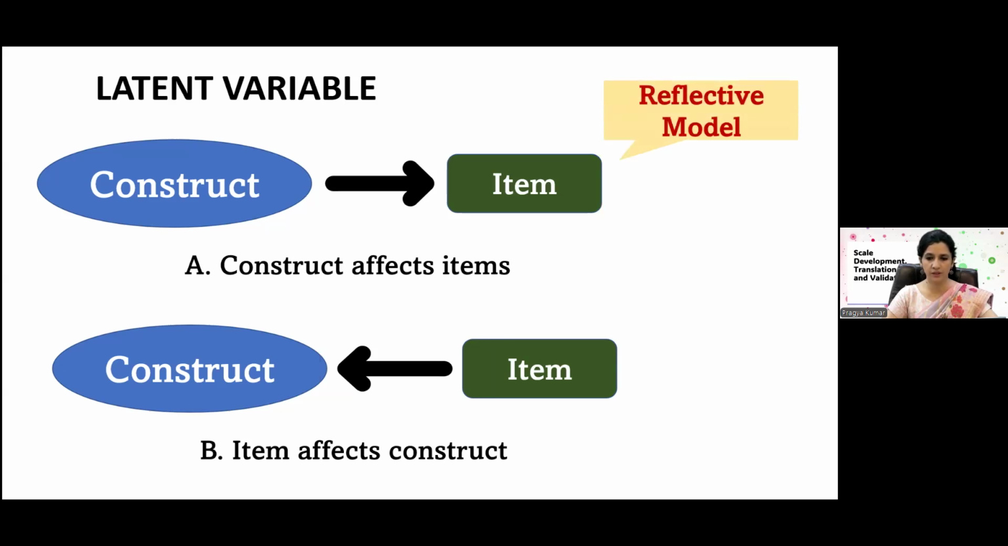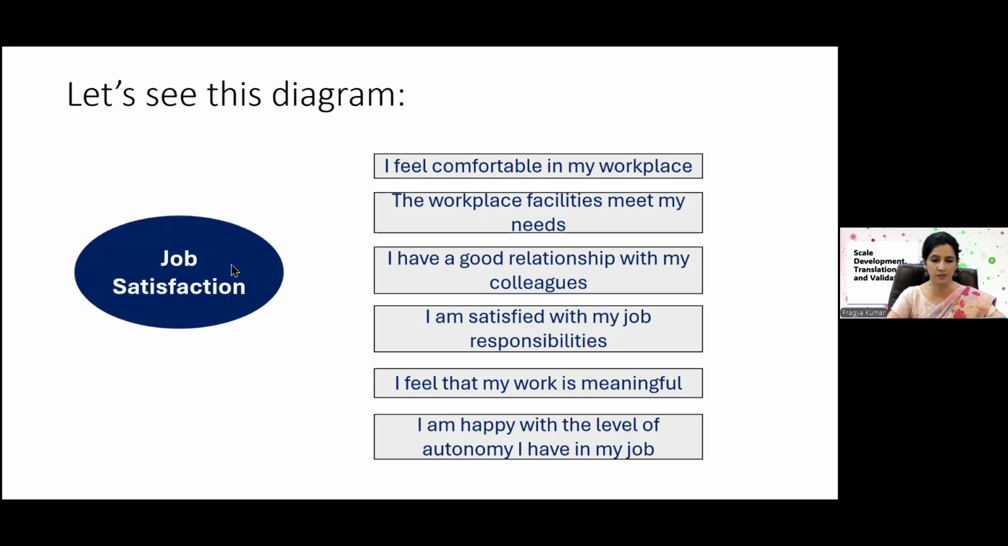Now let's see this diagram once again. So this is the job satisfaction. They are the individual items. So yes, can someone read these items for me?